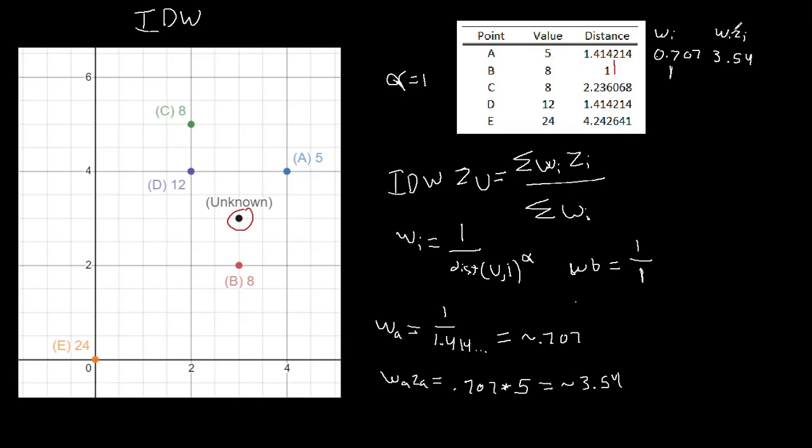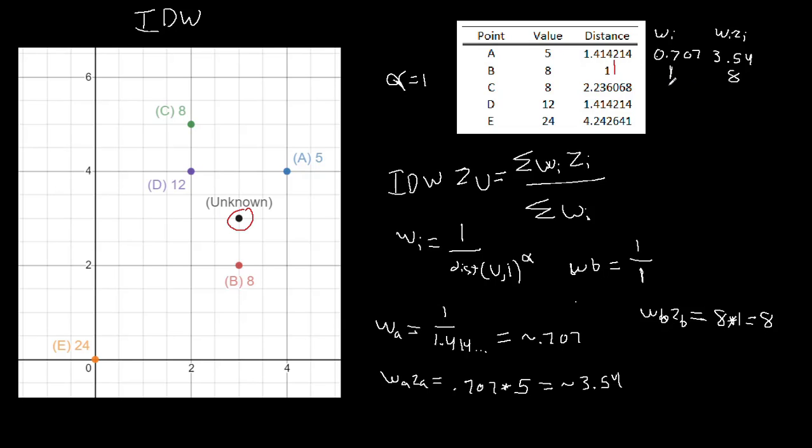Well, what about the weight times ZI? So what is our WB ZB, right? That's this part here, WIZI. In this case, I is B. So what is WB ZB? Well, that's going to be our value times our weight. So that's going to be 8 times 1, which is going to be simply 8. So our WIZI for point B is going to be 8. Again, it's the weight times the value. So hopefully that makes sense.